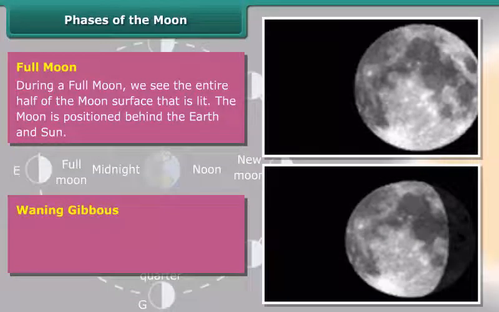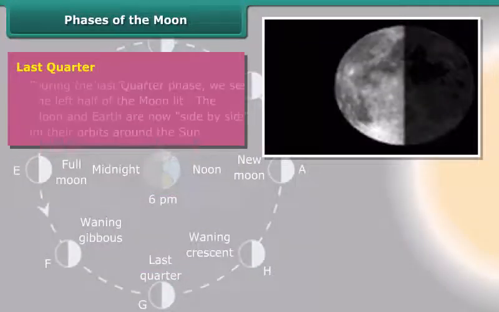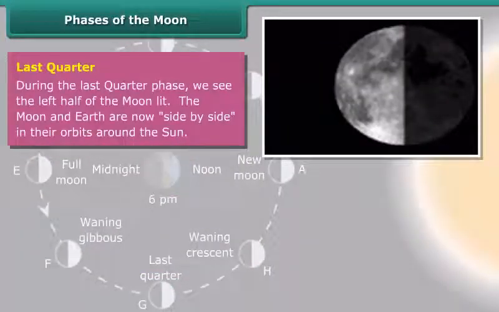Waning gibbous. During the waning gibbous phase, we see almost the entire left side of the lit moon. Last quarter. During the last quarter phase, we see the left half of the moon lit. The moon and earth are now side by side in their orbits around the sun.